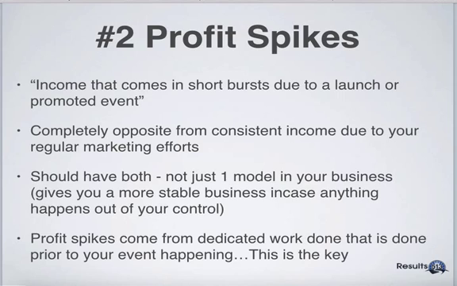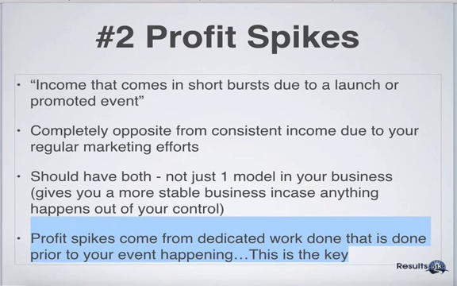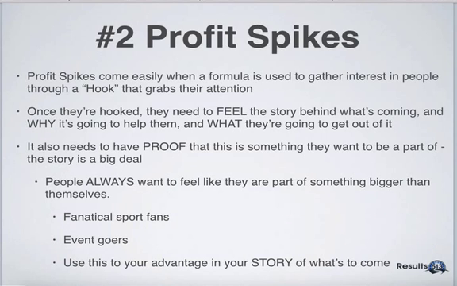Profit spikes come from dedicated work, all right? You've got to do some work ahead of time. This definitely is something that needs to be planned out. It's very specific, very dedicated and targeted. And like I said, there's some sequencing that we're going to go into on how to actually do this. And this really is the key. You get the work done ahead of time. You figure out your dates. You figure out when you want to launch something, when you want to have these profit spikes come in, and then you kind of work backwards, okay? So let's get into that right now.